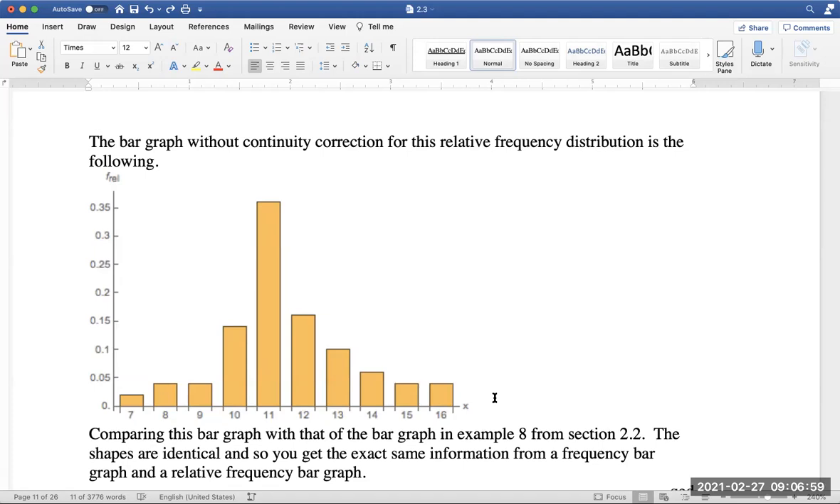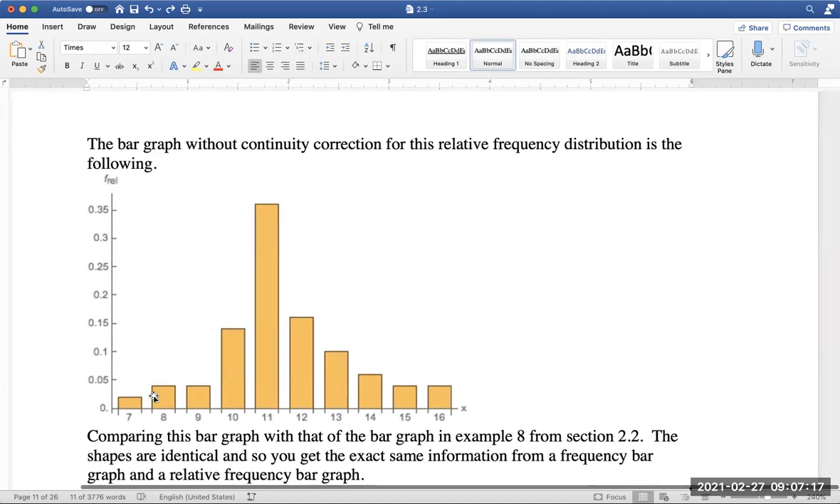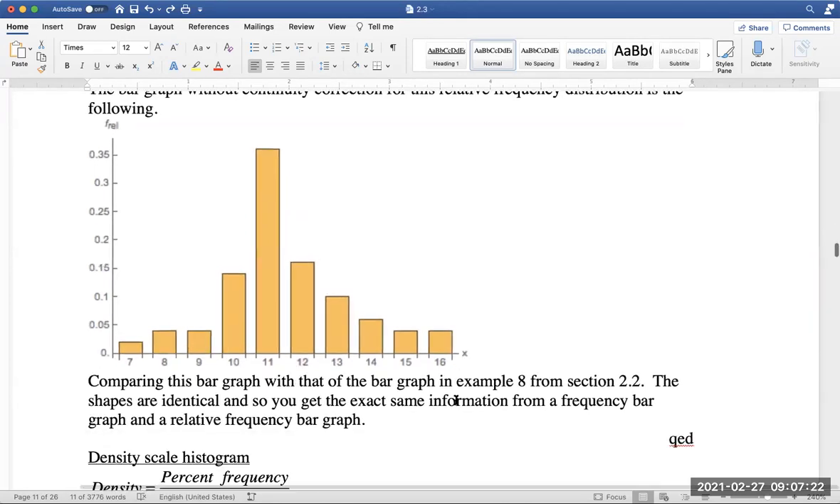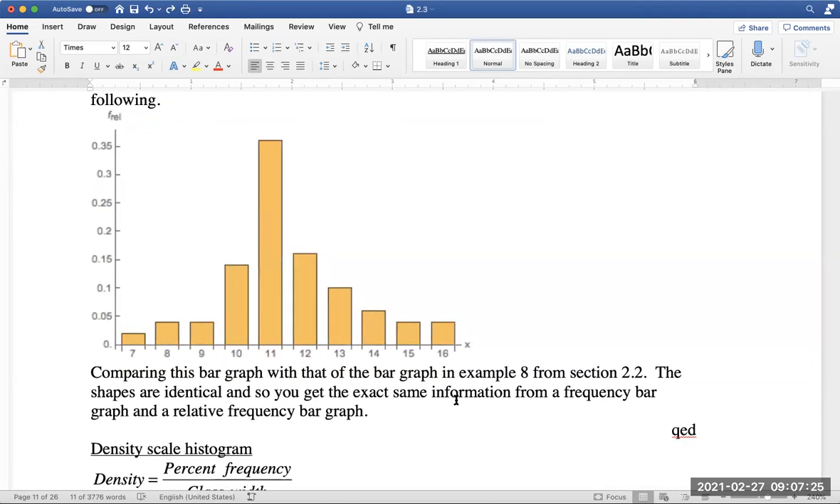We'll draw this bar graph without continuity correction. It looks like the identical graph that we got before when we did this for a frequency distribution, and it looks symmetric, just like before. So drawing a frequency, relative frequency, or percentage frequency histogram will give us exactly the same information.